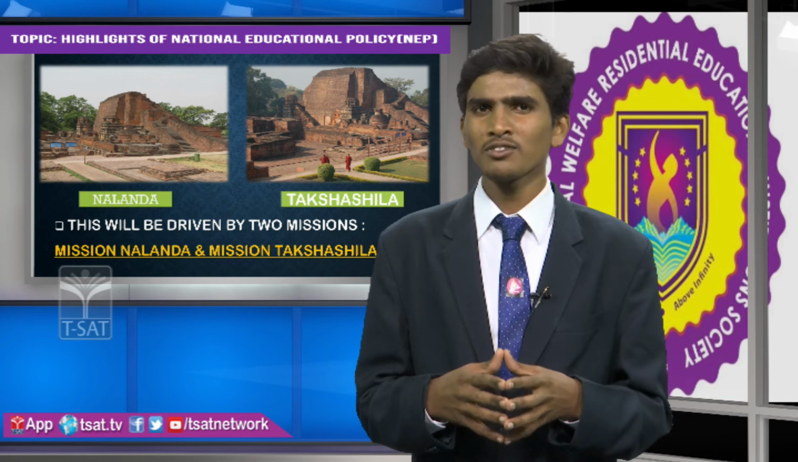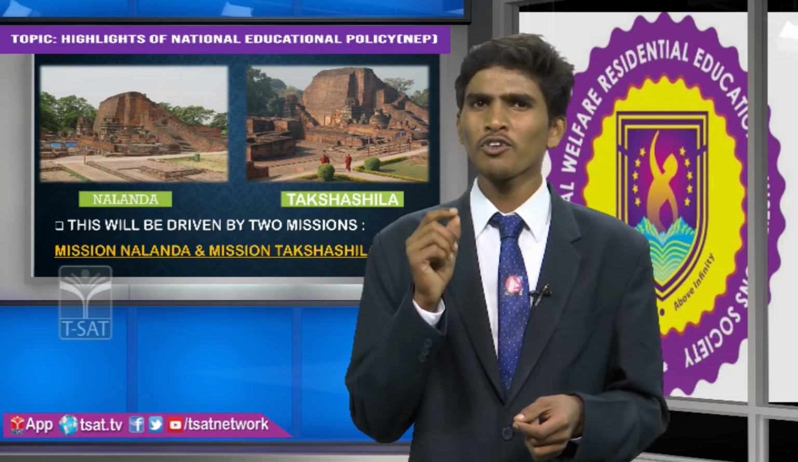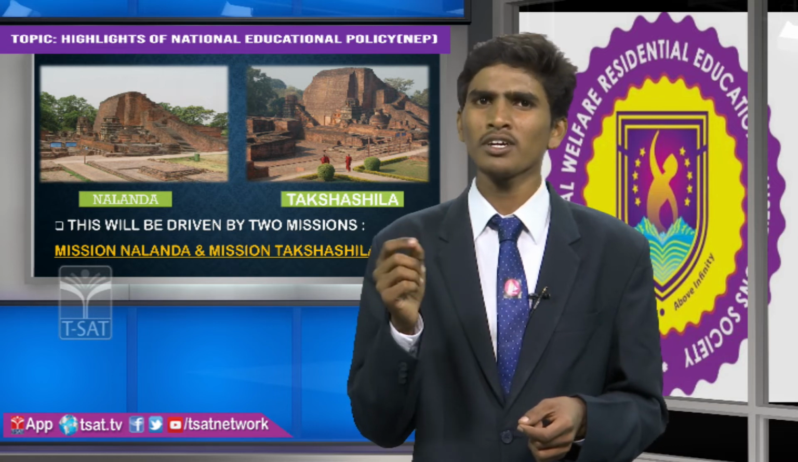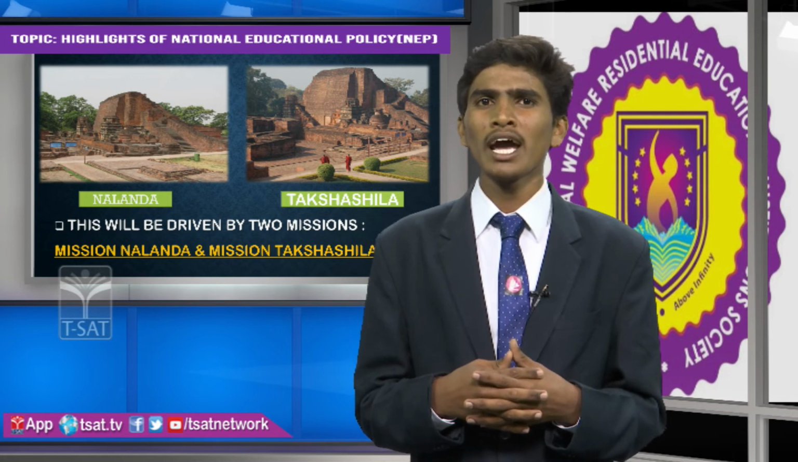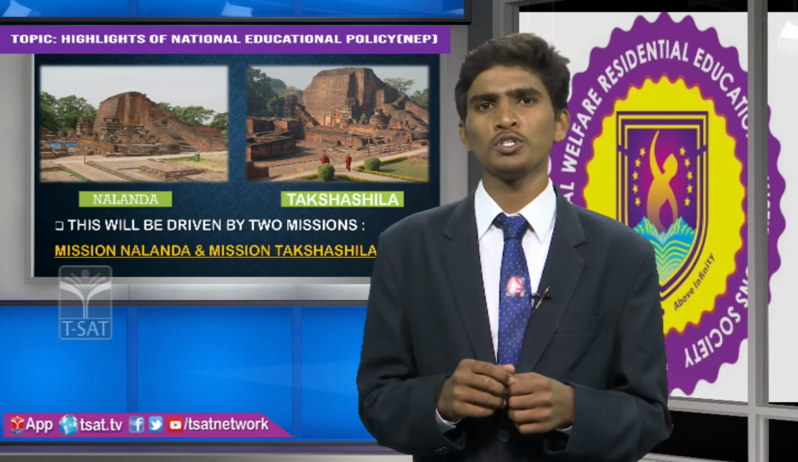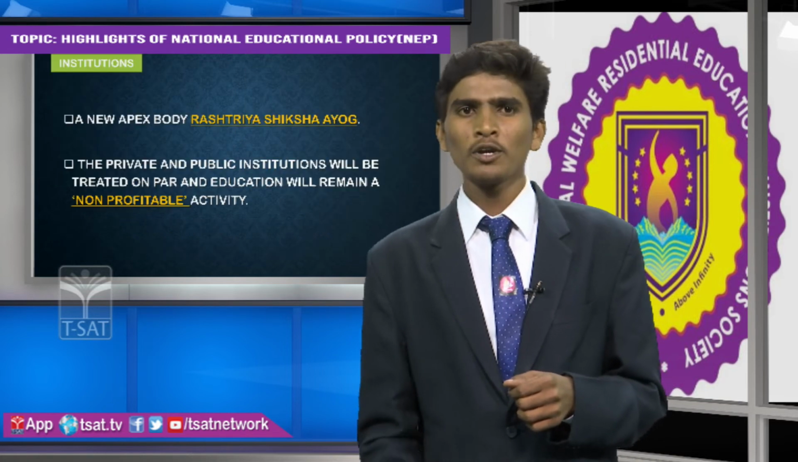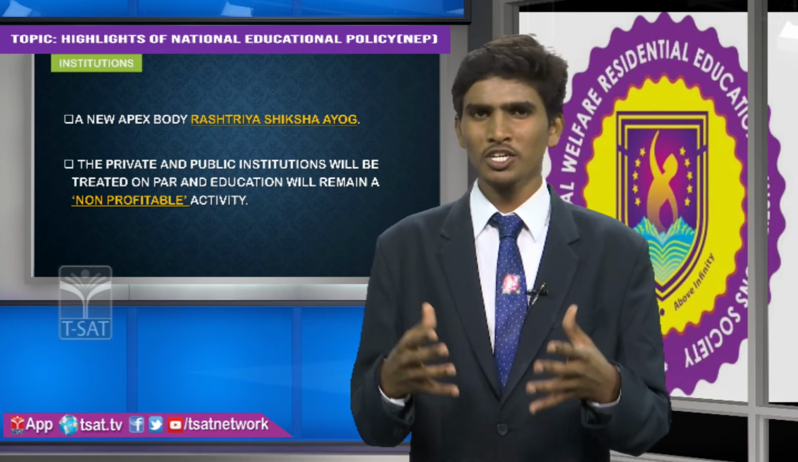Mission Takshashila consists of 1 high quality scientific research institution for each and every district in our country. By this, they can make India a vibrant India, and our country will stand in the topmost position. Then going to the institutions. A new apex body is known as Rashtriya Shiksha Ayog.